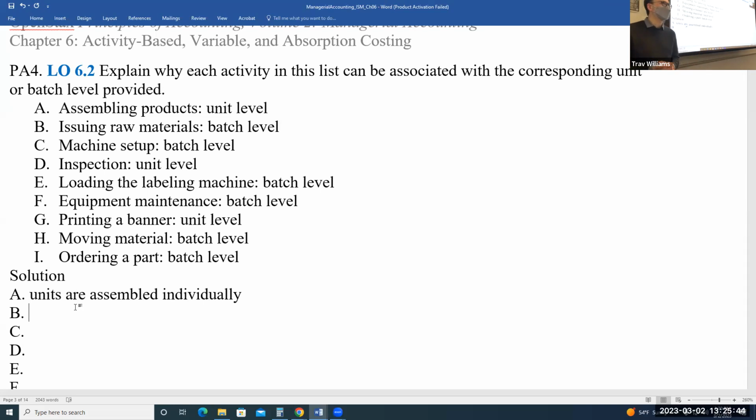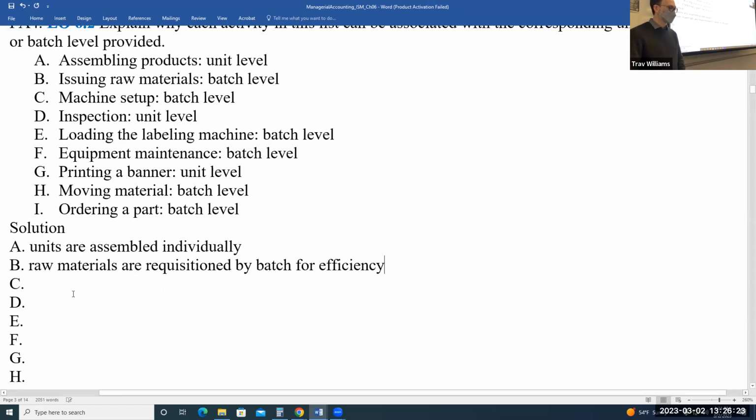For most products, if your unit is a spaceship or something very large, then maybe you do go get the materials for that one unit. But most products you assemble in batches, and you would get the materials for the entire batch at one time just to be more efficient. So we could say that raw materials are requisitioned by batch for efficiency. Something like that.